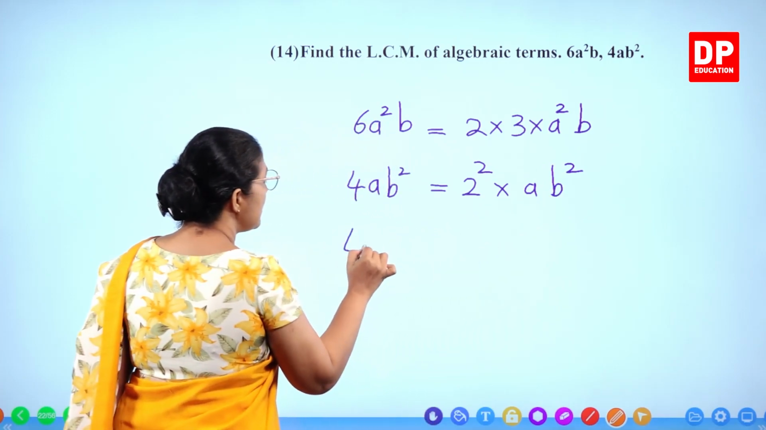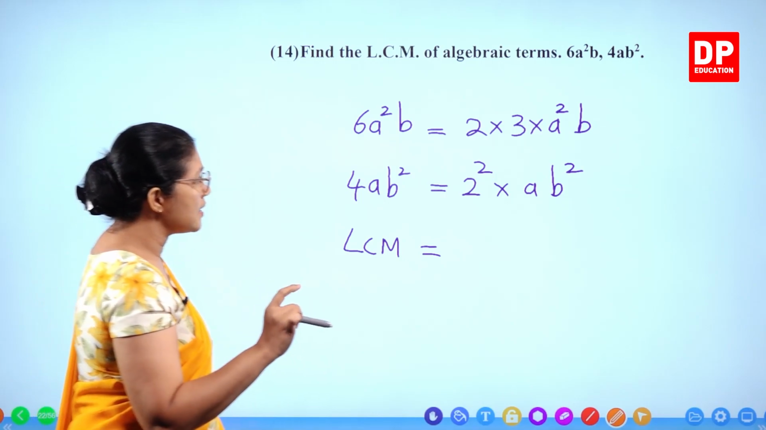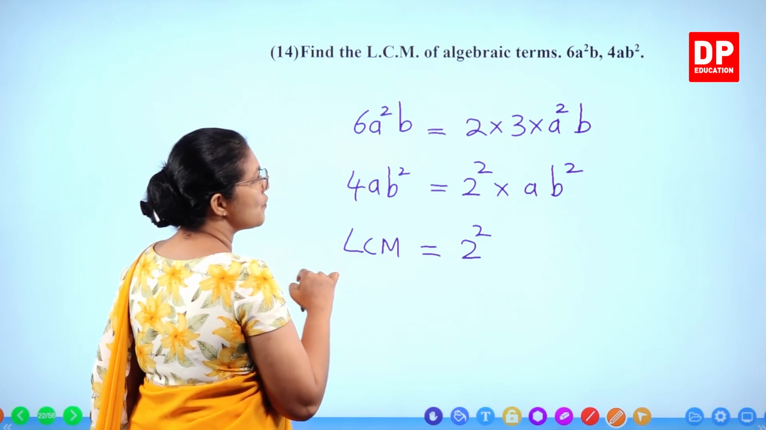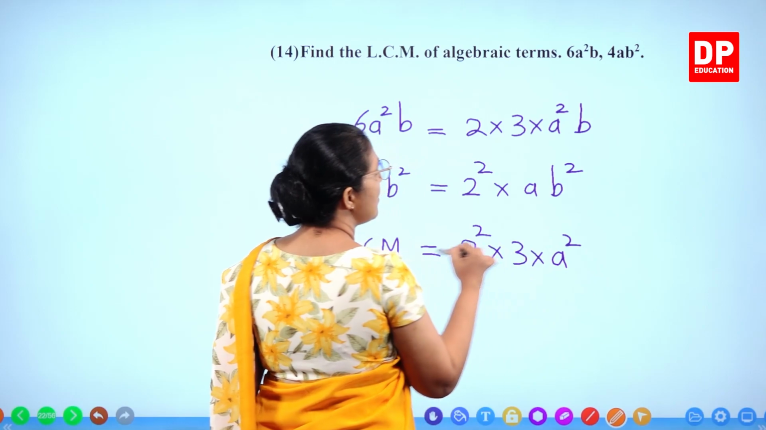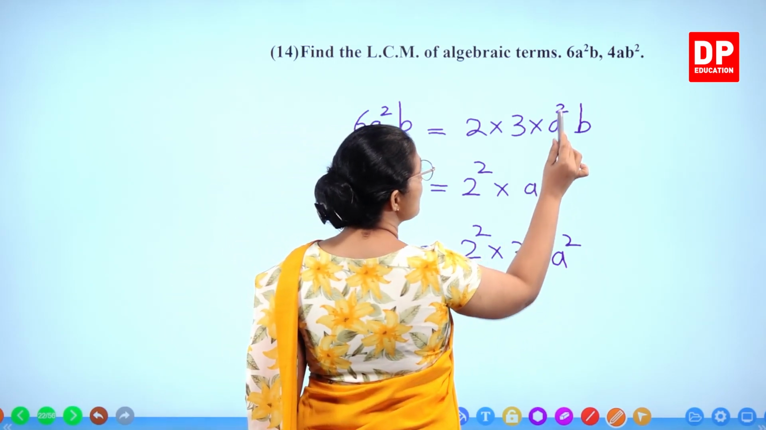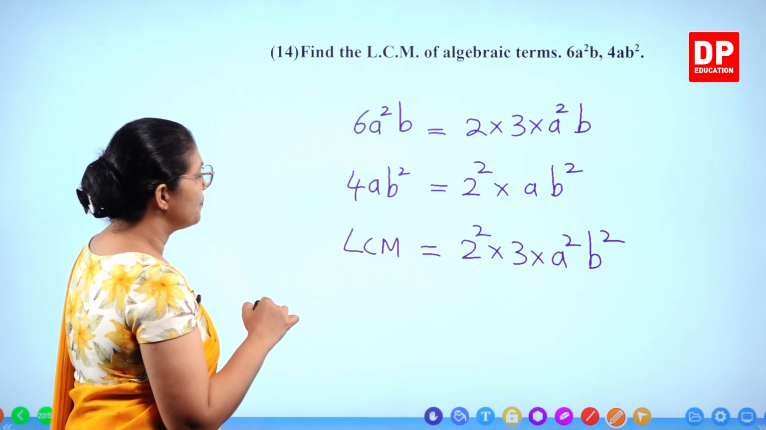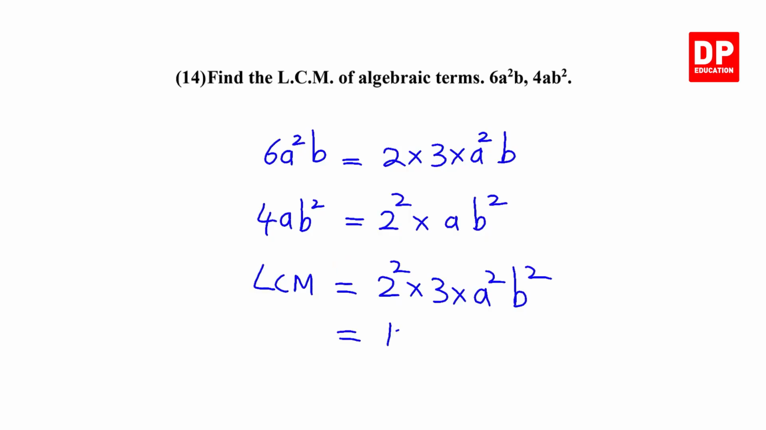Now, when you are finding the lowest common multiple, you have to take the highest power of all the factors. When you consider 2, 2 to the power 2 is the highest. 3 just once. a squared is the highest power, and b squared is the highest power. So what is the lowest common multiple? 2 squared is 4, 4 times 3 is 12, a squared b squared. So you get 2 marks for that part as well.